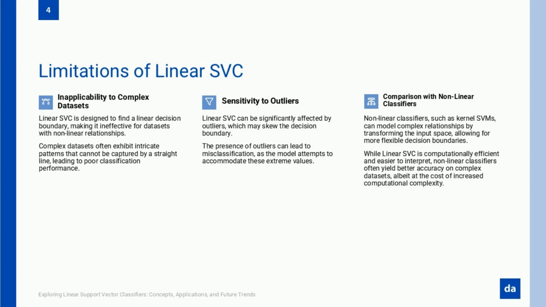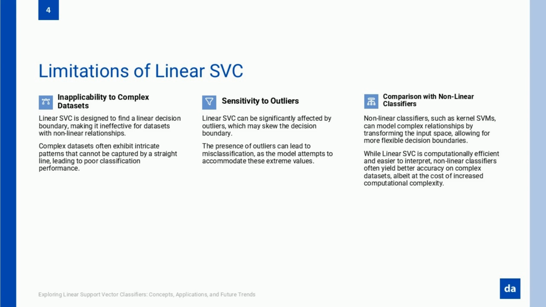Then there's the issue of feature scaling. Linear SVC is highly sensitive to the scale of input features. Imagine trying to balance a seesaw where one side is loaded with tiny pebbles and the other with a single boulder. If one feature has a much larger range or magnitude than the others, the model might give it undue influence, distorting the decision boundary. Without proper scaling or normalization, Linear SVC can produce biased results that don't truly reflect the structure of the data.